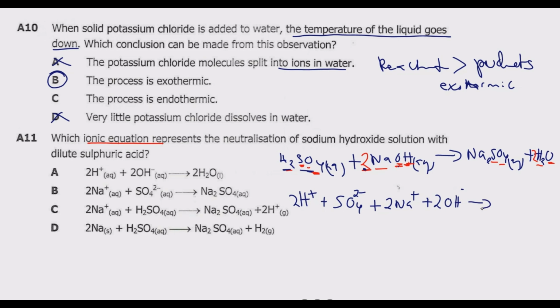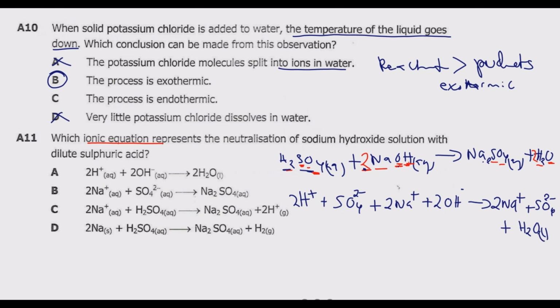Then this is going to equal 2 positive ions of sodium, plus the sulfate anion, plus the new product, which is water. So this water is now a new product. We are not going to break this one.